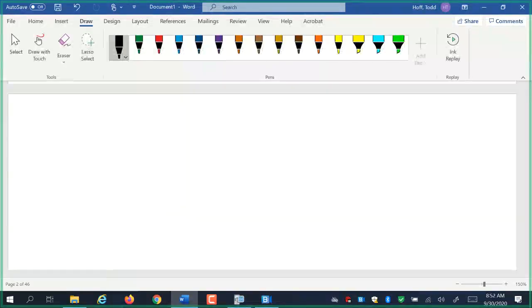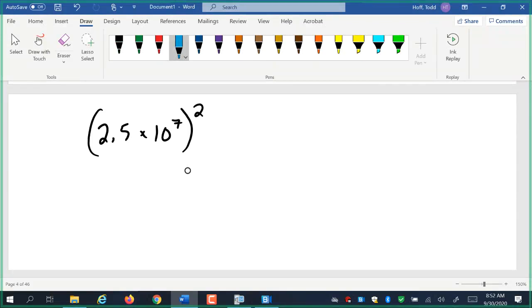We can do things like 2.5 times 10 to the 7th squared. Just like with any other number, we square the count, but then we also square the name. 2.5 squared is 2.5 times 2.5. That's 6.25. 10 to the 7th squared. Well, when we take a power to another power, we multiply them. 7 times 2 is 14. That's 6.25 times 10 to the 14th.